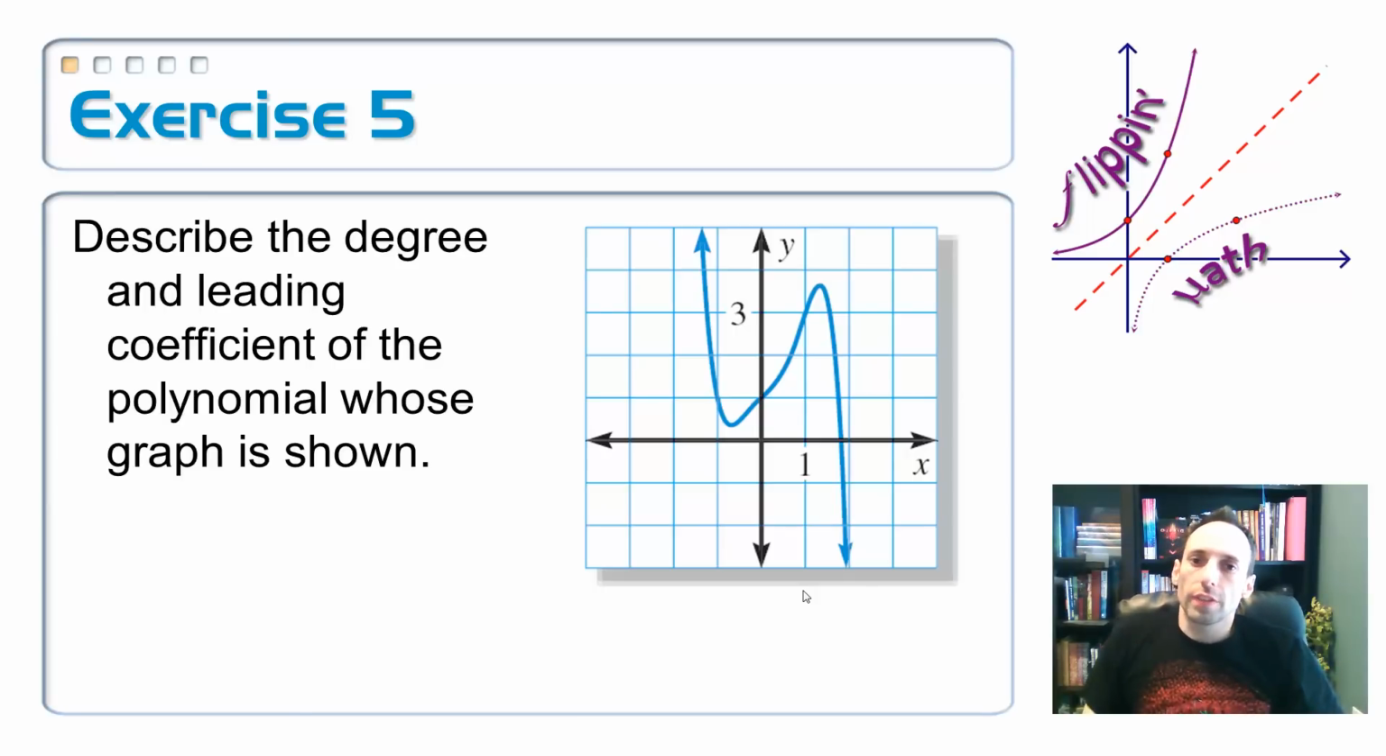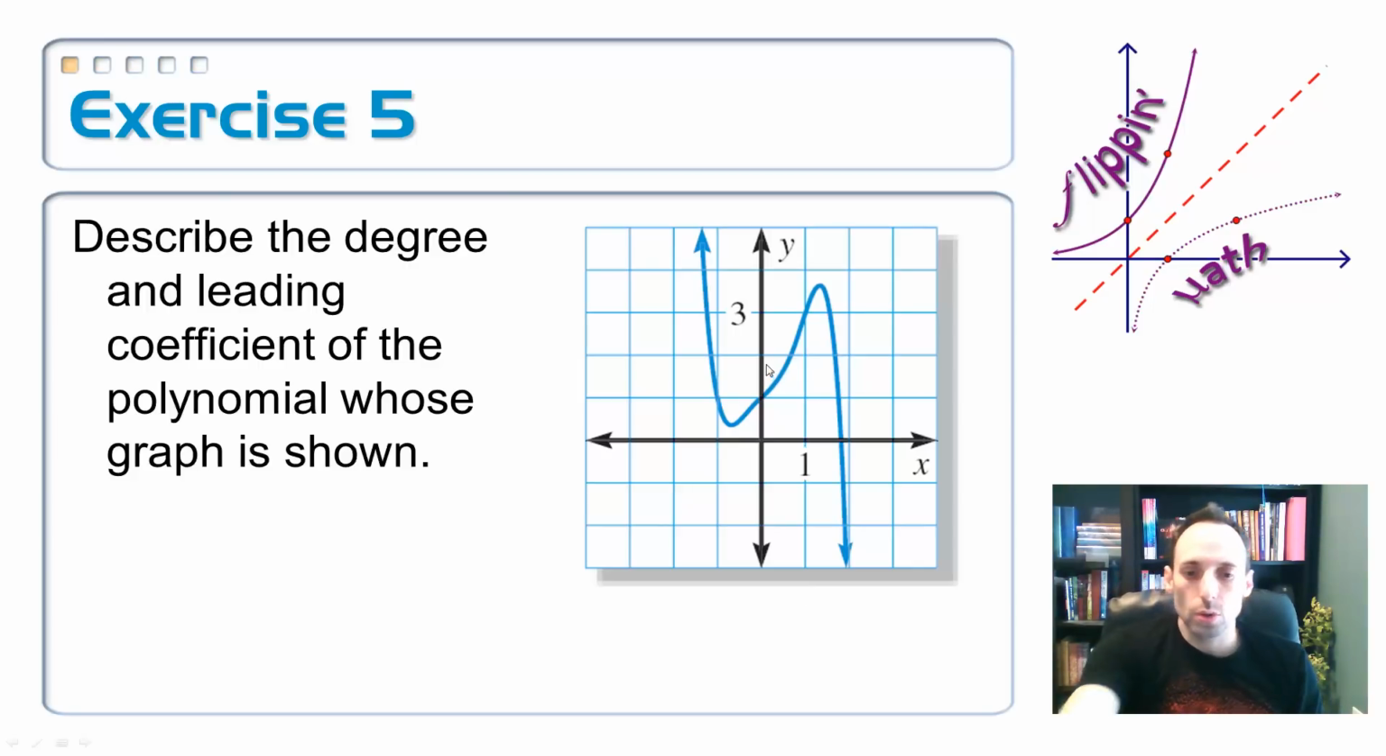Okay, so on exercise 5, describe the degree and the leading coefficient of the polynomial whose graph is shown. So we're not asking for what the equation is. We just want to know if the degree is even or odd, and if its leading coefficient is positive or negative.